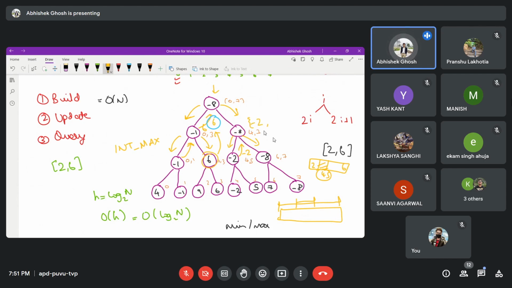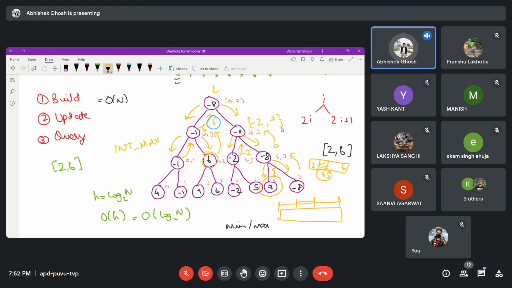And what would the right child return? The right child has 6 comma 7. 6 comma 7 is partially overlapping with our range. So we make two calls, right? Our left call is a complete overlap. 6 lies completely inside 2 comma 6, so we return 7 from here. And this would return infinity. So the minimum of infinity and 7 will return 7. 7 is returned from the right part.